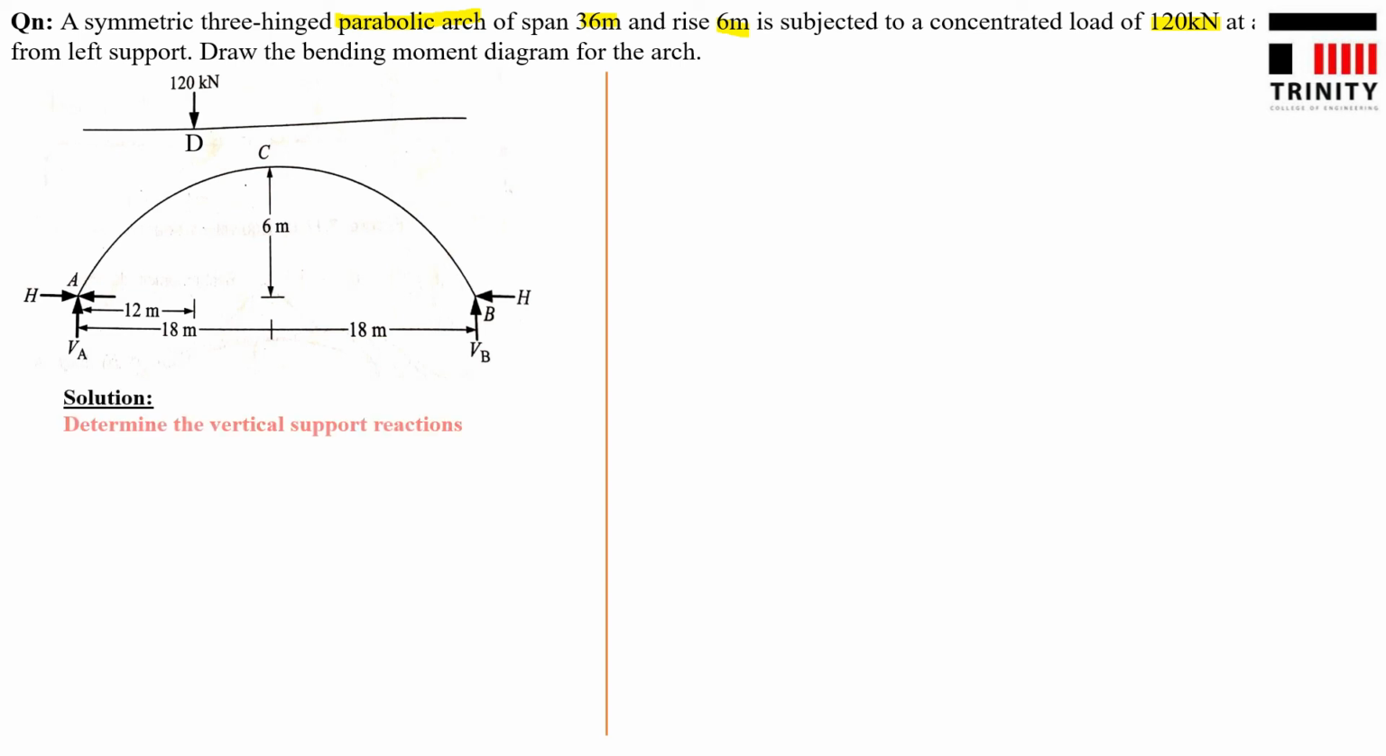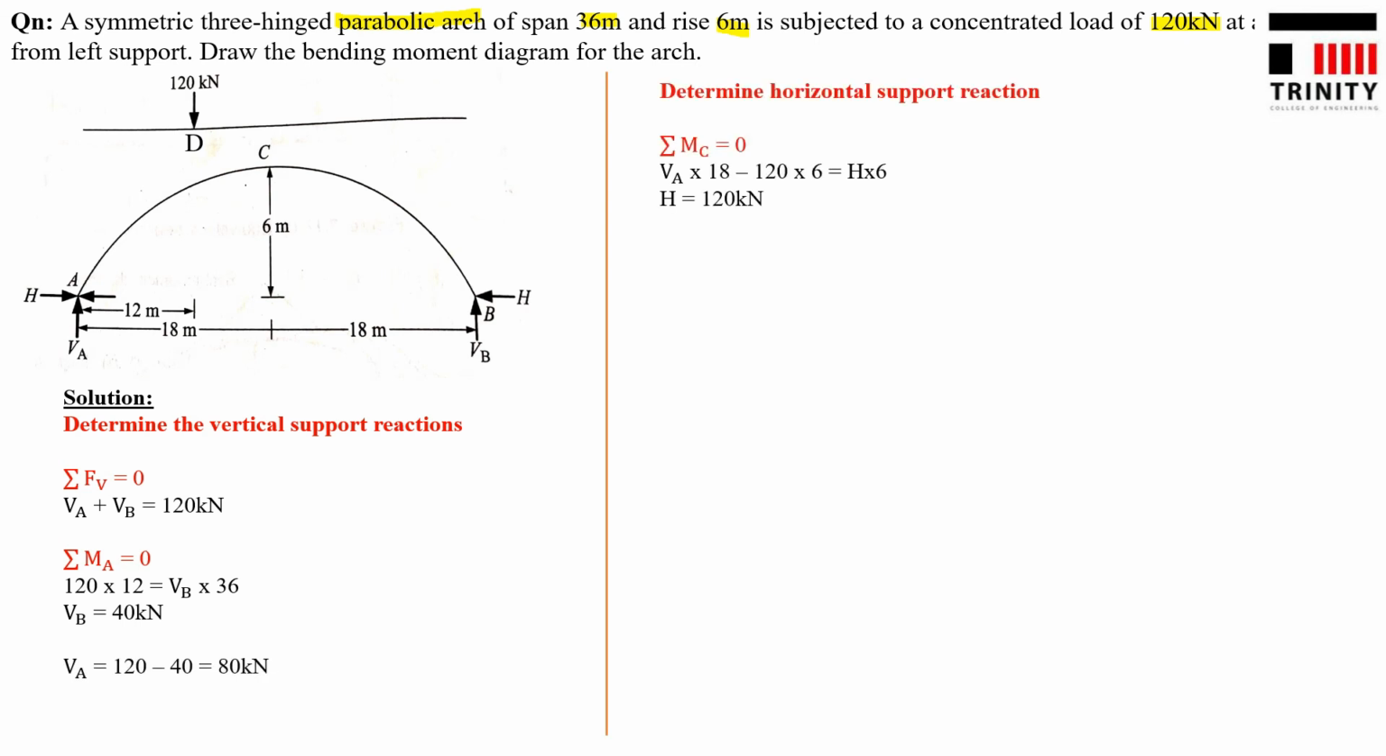So the solution is, first you need to calculate the support reactions. Vertical support reactions can be calculated by using conditions of equilibrium: sigma Fv is equal to 0 and sigma Ma is equal to 0. Then determine the horizontal support reaction by using the condition of equilibrium sigma Mc is equal to 0. As you all know, the bending moment diagram for an arch is the difference between beam moment and Hy.